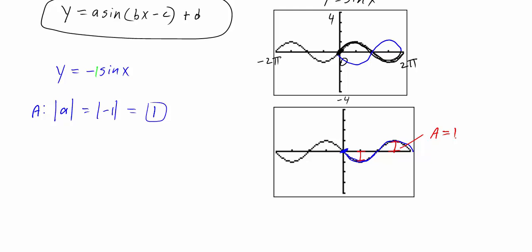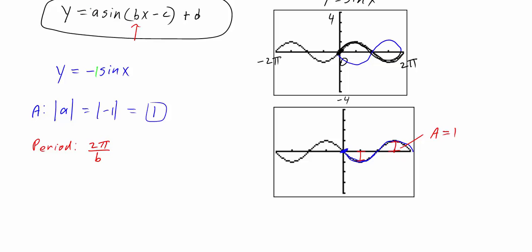And the other part that we want to look at, I want to go ahead and talk about the period. And the way that we can calculate the period is you're simply going to take 2 pi divided by b. And b is the coefficient up here, sine of bx minus c. b is the coefficient of this x.